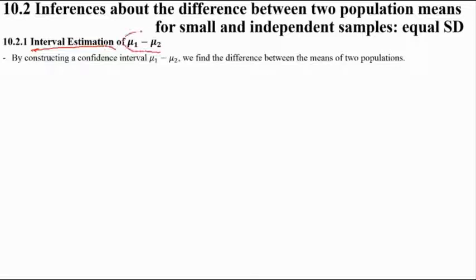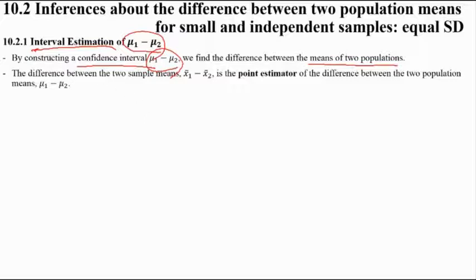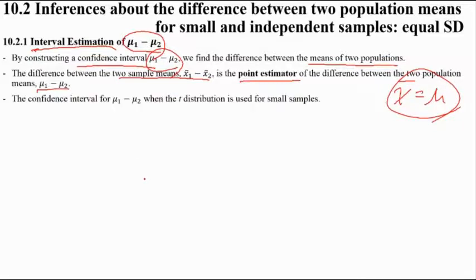How can you estimate for that? For the confidence interval for mu1, mu2, we can find the difference between the means of the populations. The difference between sample means is the point estimator for the population mean difference. We already know that, right? Here is the mu, and this we call the point estimator. Only here there are two populations. That's different, but looks the same.